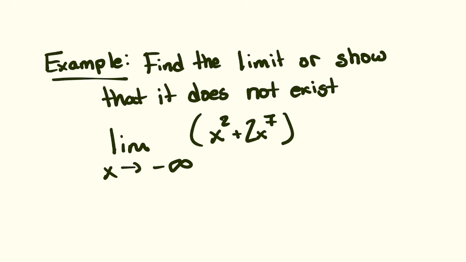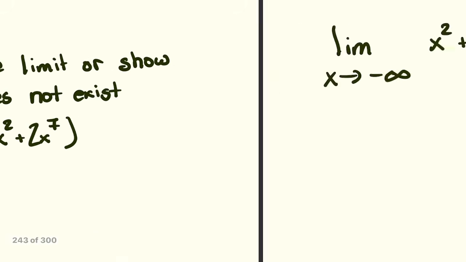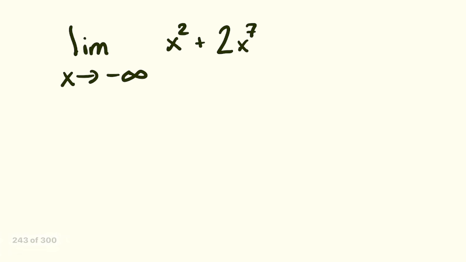In this example, we want to find the limit for this particular function. Now you'll notice there's going to be some issues here. We have x going to negative infinity, and then we're working with a polynomial. The first thing that we would normally do is just punch it in and see what happens.